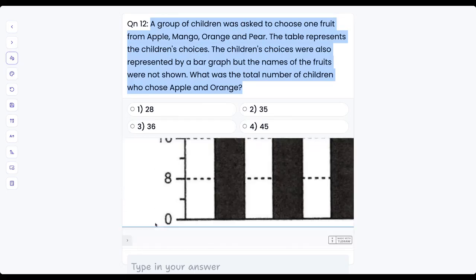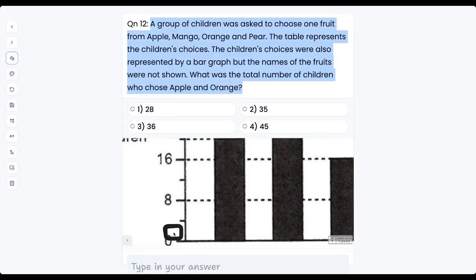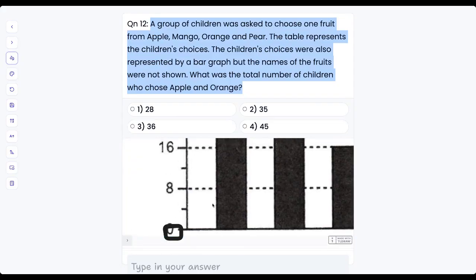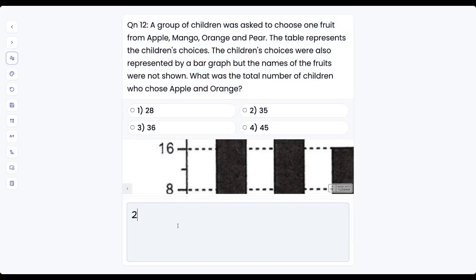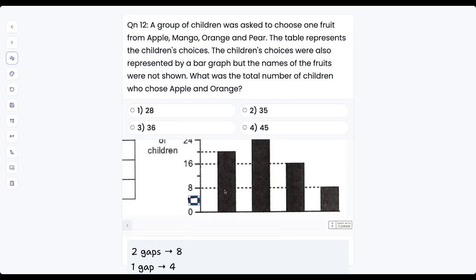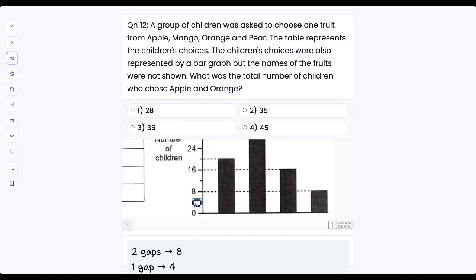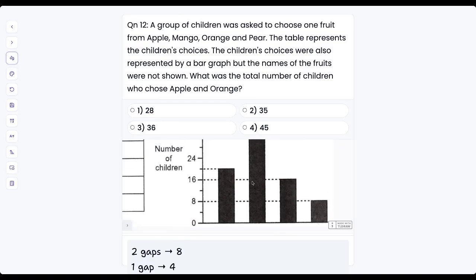Let's look at the gaps between the two things. Here there's one and two, so two gaps over here. So what we can do is say two gaps is equal to 8, one gap is equal to 4. Next thing, the easiest way is to not match but just get the total.